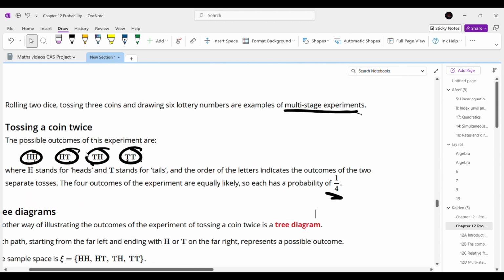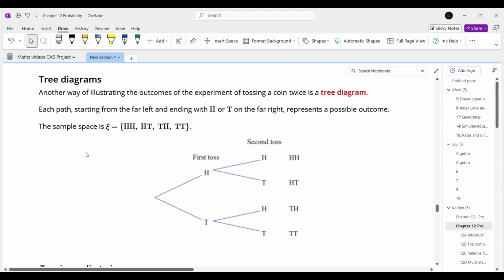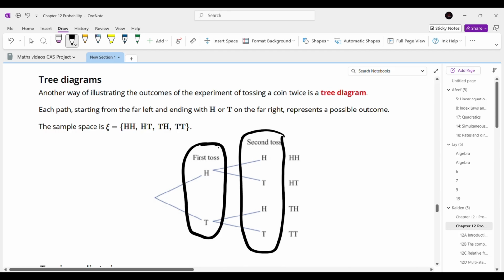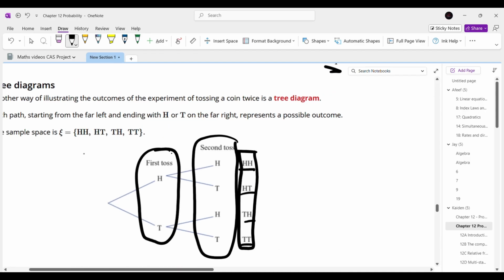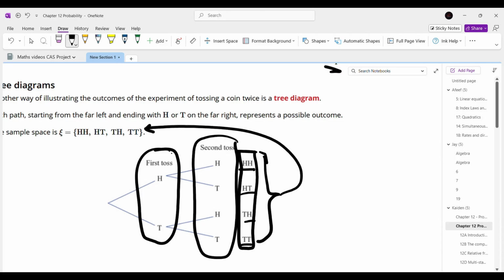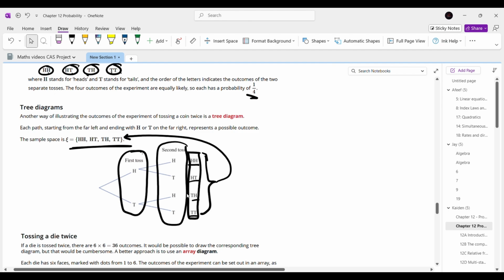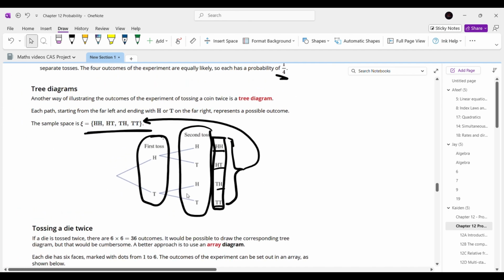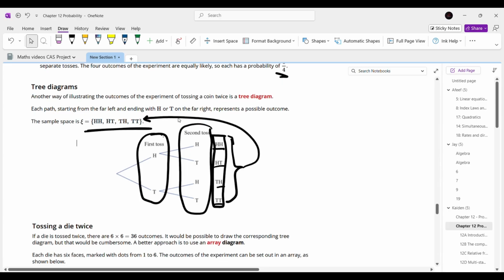A way of representing these multi-stage experiments is with a tree diagram, where we represent the first experiment being done and then the second experiment, and then we list them at the end right here. So we have heads and heads, heads and tails, tails and then heads, and then tails and then tails. Each of these makes up the sample space because these are the 4 possible outcomes, so our sample space is just right here. Each of these has a 1 in 4 chance of occurring within this experiment.